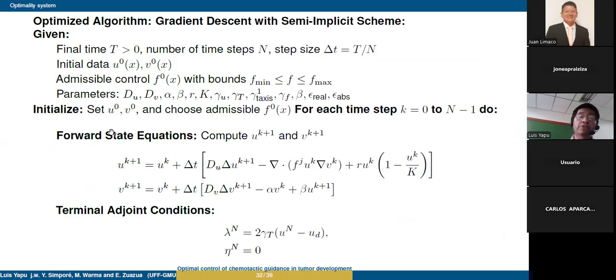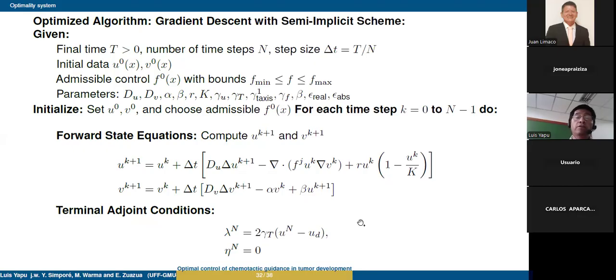We do a forward step of the two equations, here I have written in this form. This is the discretization in time of the first and the second equation, which allows us to find k plus 1 using uk and so on.